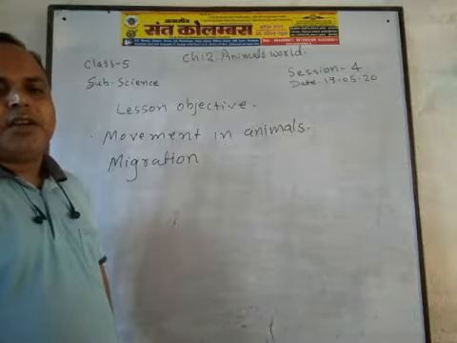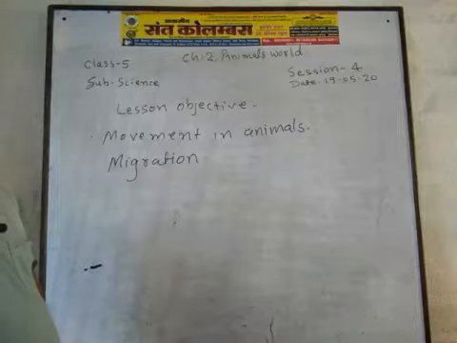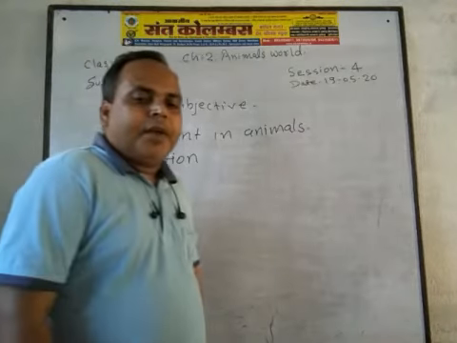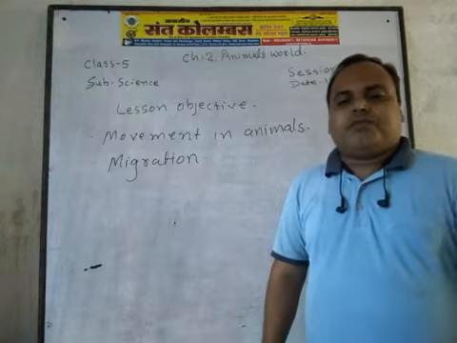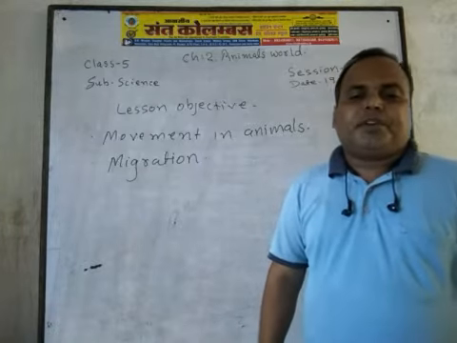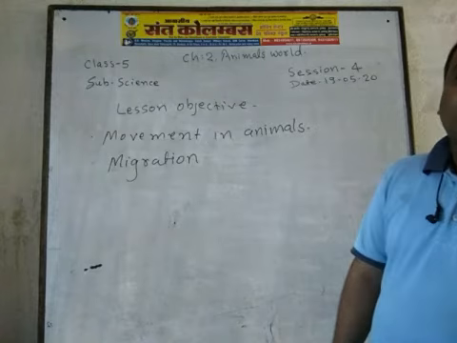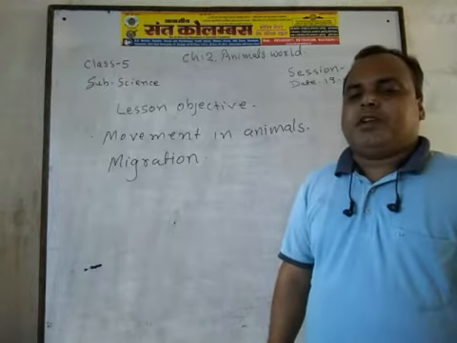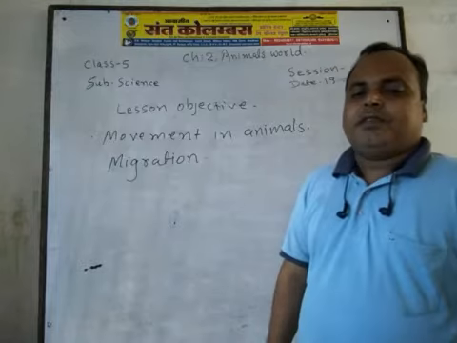Frogs have webbed feet to swim, and on land they use their legs to jump. Penguins use their forelimbs as flippers to push water and swim. On land, they use their feet for walking.